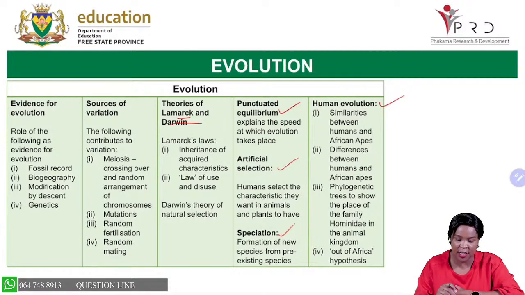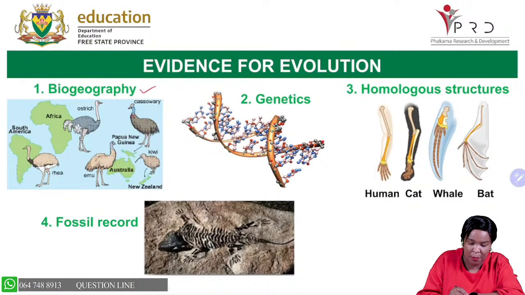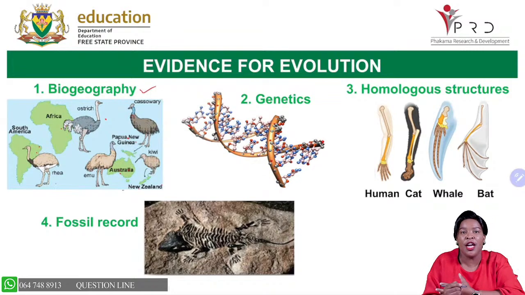So in this section, you may be asked, what is the line of evidence for evolution? Now, you must be able to mention that biogeography was one of the evidence used to support the theory of evolution. Organisms found in different geographic regions share common characteristics, which can mean that they arose from a common ancestor. So biogeography can also give evidence for evolution in that way.